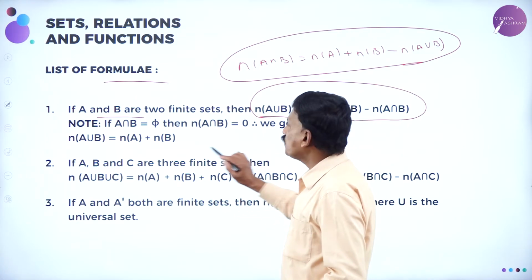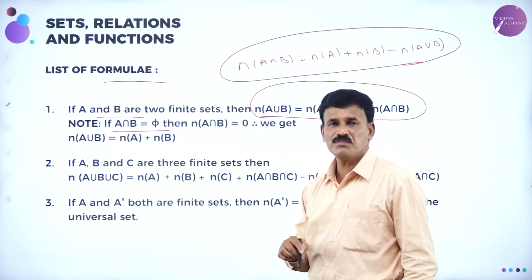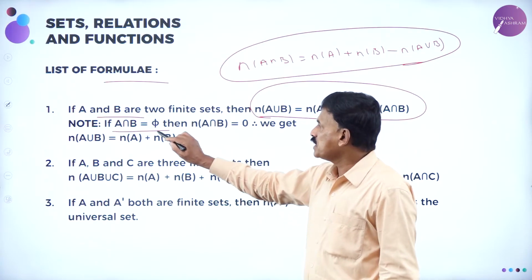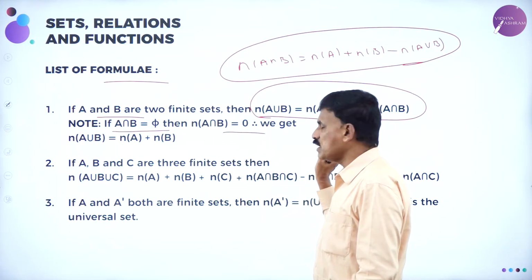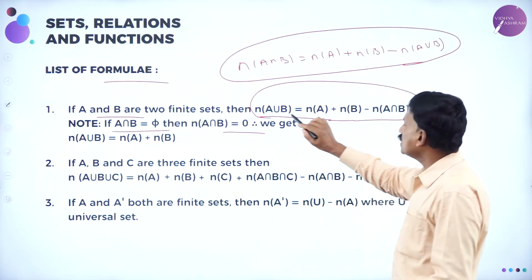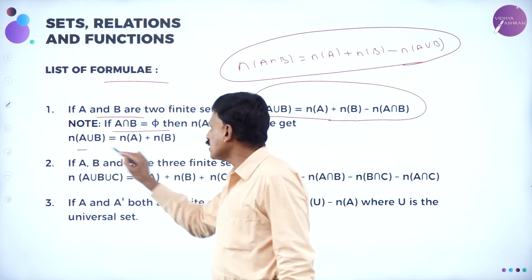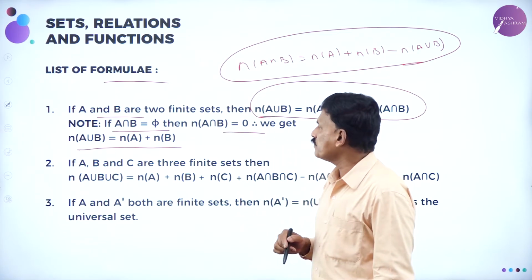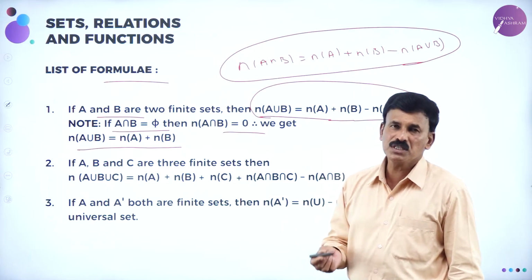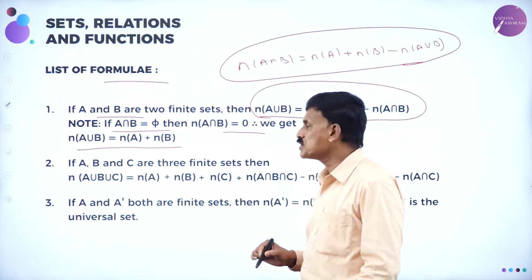Now, suppose A intersection B is equal to a null set, that is, A and B are disjoint sets. For disjoint sets the intersection is a null set, which means the number of elements is 0. So n of A intersection B is equal to 0. Then n of A union B is equal to n of A plus n of B minus 0, which can be written as n of A union B is equal to n of A plus n of B. That means the number of elements in A plus the number of elements in B is equal to the number of elements in A union B for a disjoint set, if A intersection B is equal to a null set.